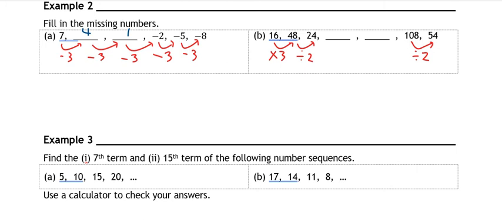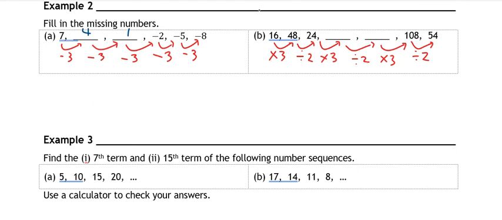So the next one will be multiplication by 3, and then here is division by 2, and into the 108 will be multiplication by 3. So you can see here the rules are quite unique. You can combine two rules in the same number sequence, for your information, not just one rule.